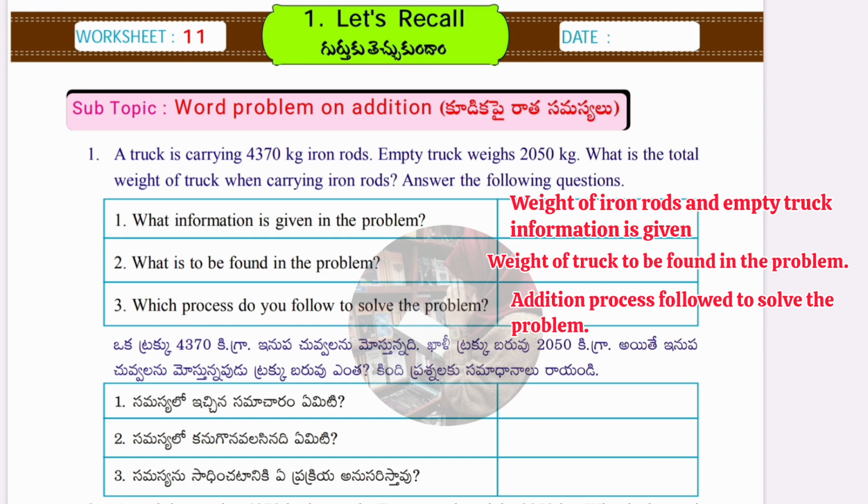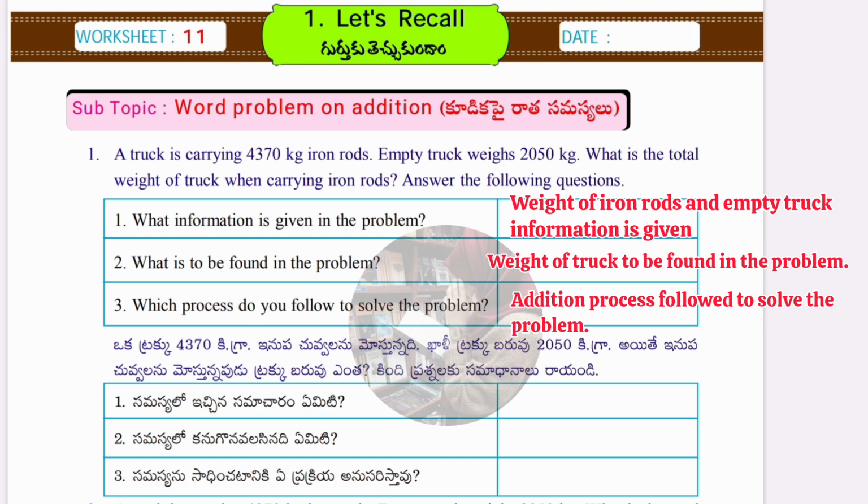So here one problem is given in which the empty truck, without carrying anything, weighs 2050 kg. If it has iron rods, then the weight is 4370 kg. Now we have to find the weight of the truck when carrying iron rods, meaning the total weight. So firstly, write what information is given in the problem.